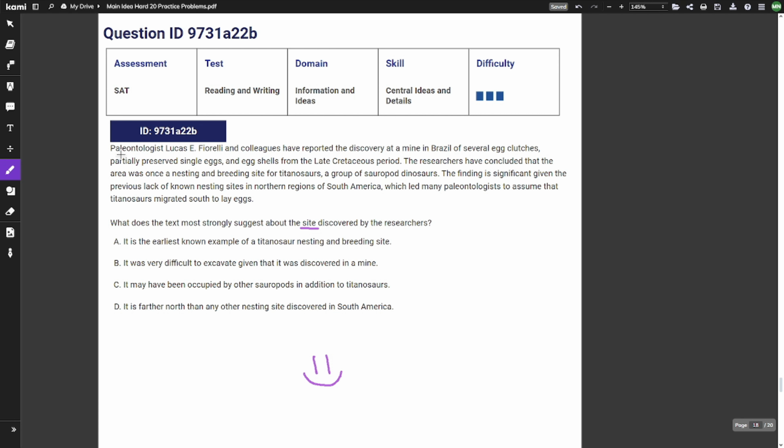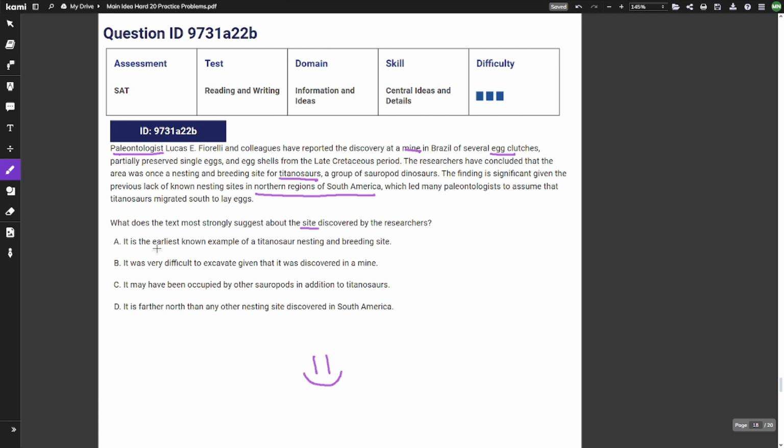Here it says that these paleontologists have found this mine in Brazil that has all of these eggs, alright? Then they found that these eggs belonged to these titanosaurs, and that it's super significant that we found them because it's the first time ever that they were found in the northern regions of South America. So let's look at our answer choices and see what makes the most sense.